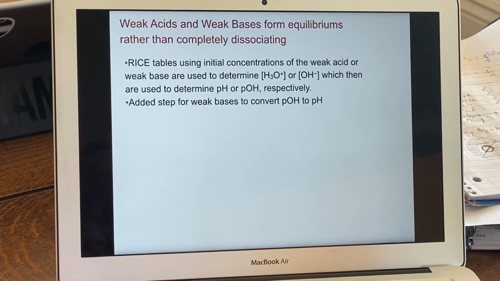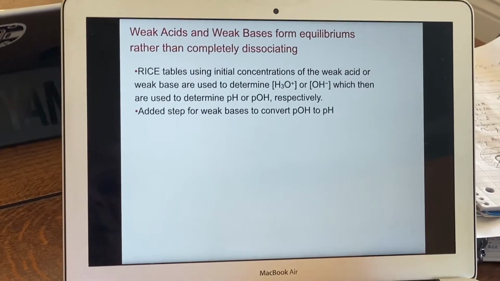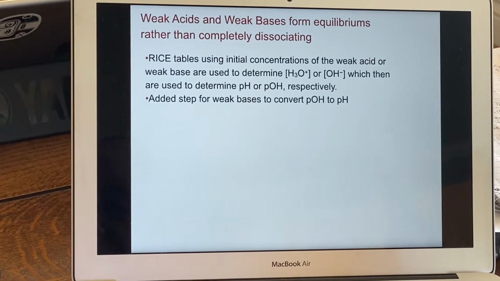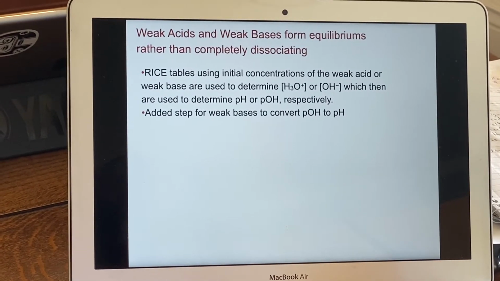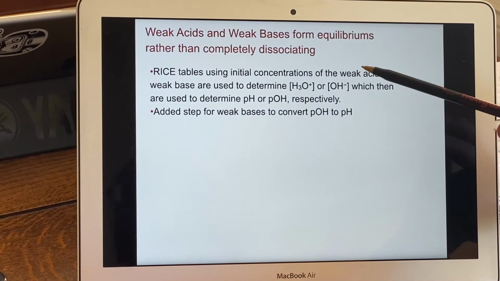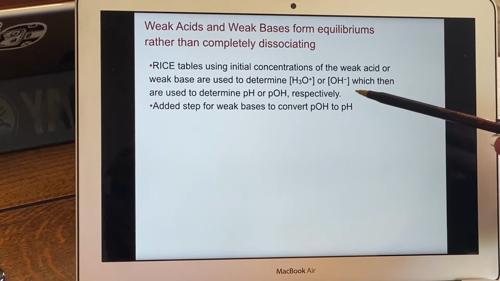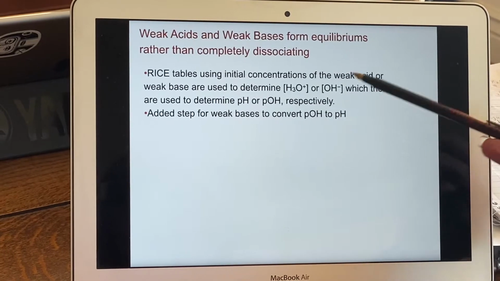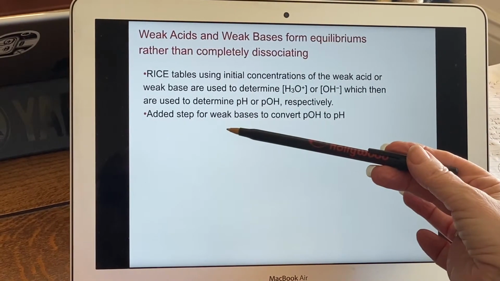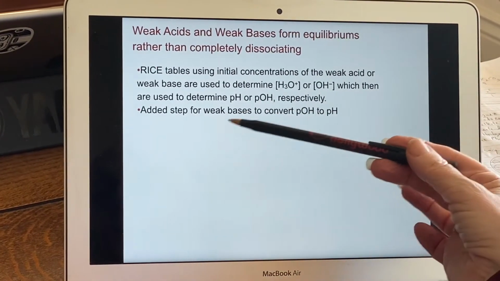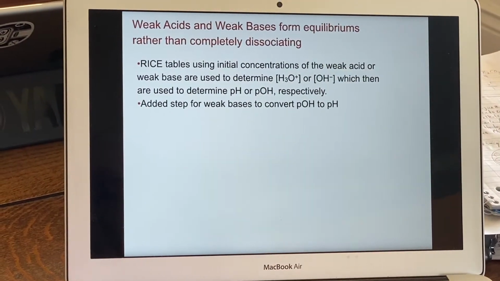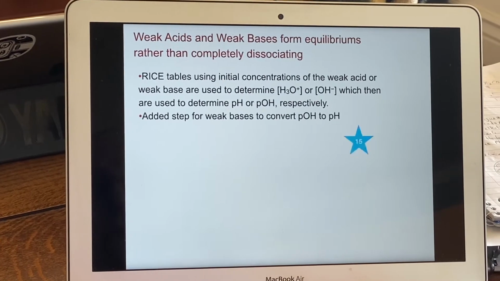Weak acids and weak bases do equilibrium, so they don't completely dissociate, and we get to do more RICE tables to deal with them. We'll use initial concentrations, and depending on what's going on, we'll either use pH or pOH, and we'll use additional steps if we have a weak base, if we need to go from pOH to pH. But we know how to deal with those. That's not that bad, right?